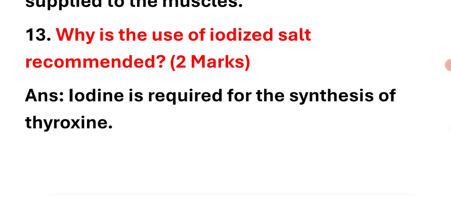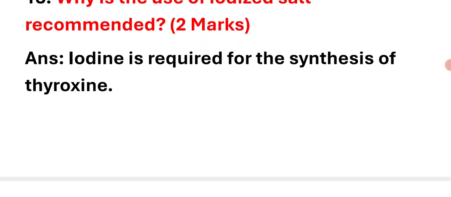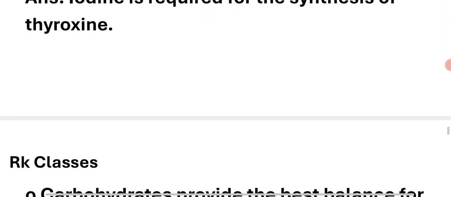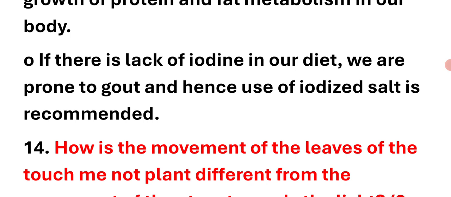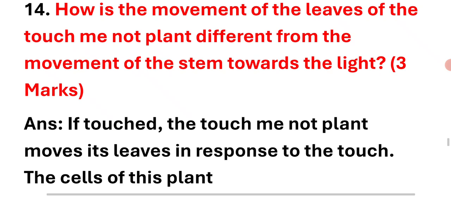Question number 13. Why is the use of iodized salt recommended? 2 marks question. Iodine is required for the synthesis of thyroxine. Thyroxine provides the best balance for carbohydrate, protein and fat metabolism in our body. If there is a lack of iodine in our diet, we are prone to goitre, and hence use of iodized salt is recommended.